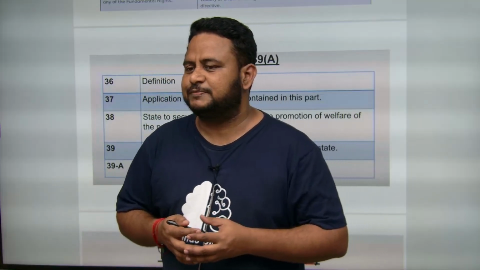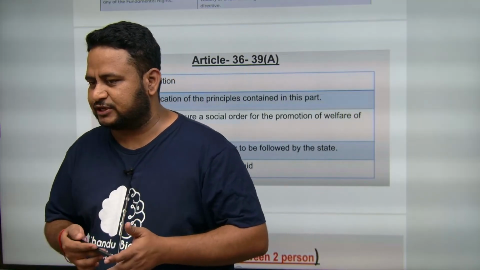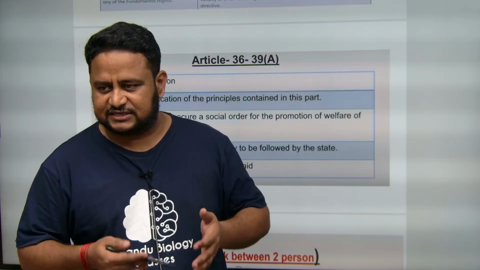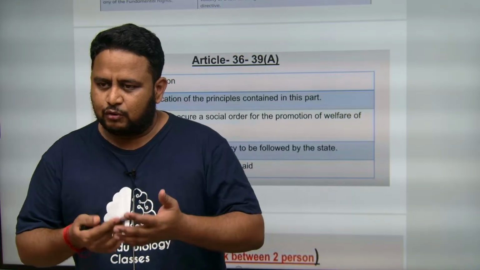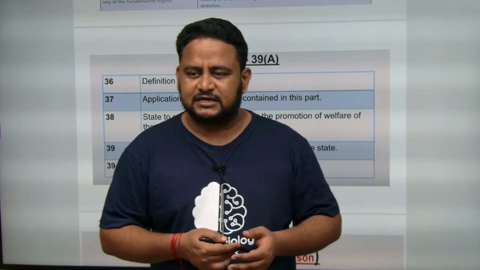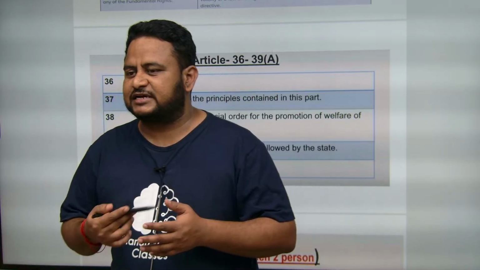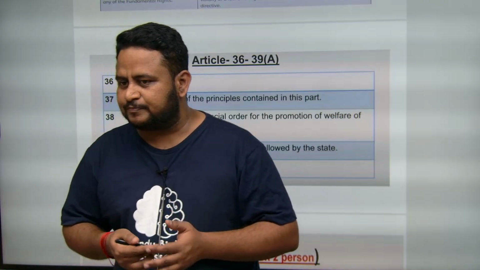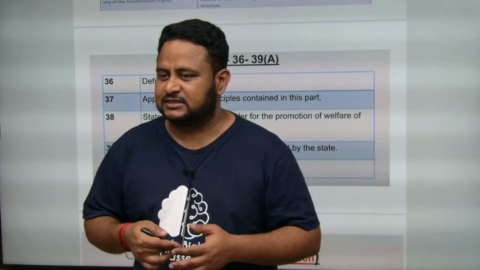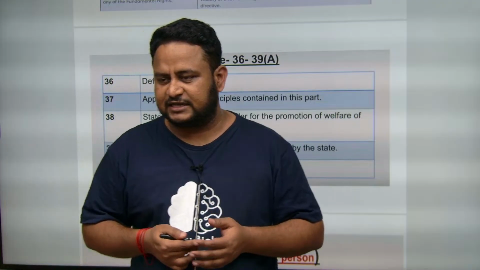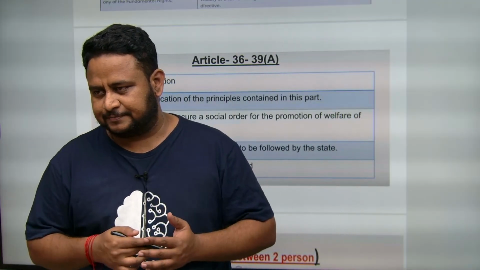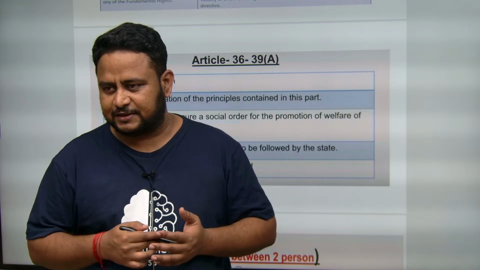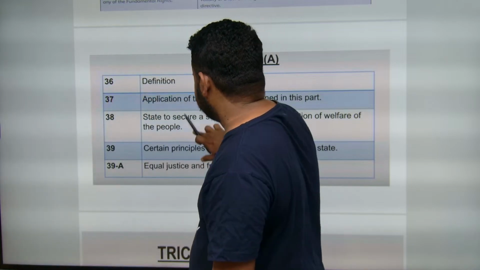After that there should be living wages, not just work, so that they can sustain themselves. Along with living wages, there should be participation of workers in the management of industries and also formation of cooperative societies. Till here we learned articles 40, 41, 42, 43, and also 43A and 43B. Now we will discuss the remaining articles.